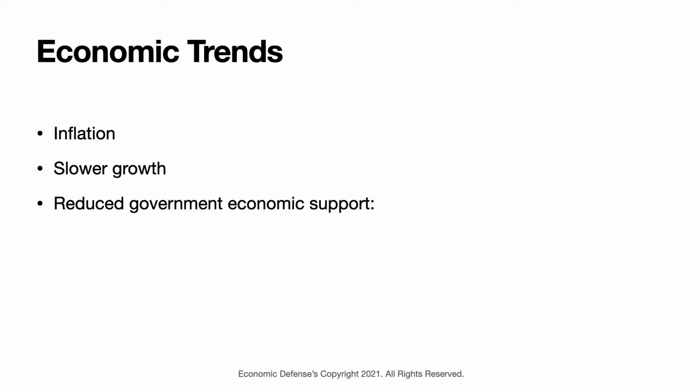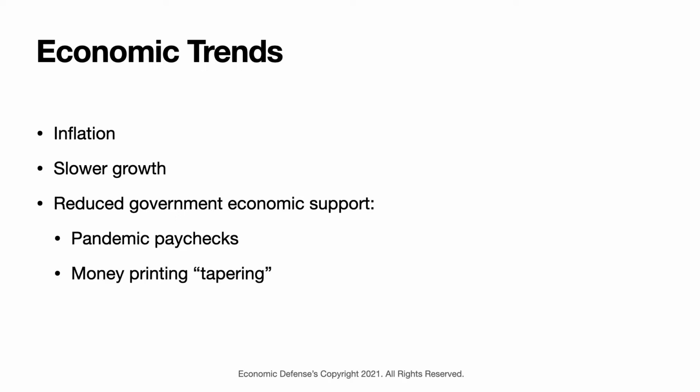And so the point that we're starting from is that we have high inflation and slower growth. In addition to that, we have reduced government economic support in the form of pandemic paychecks, and we also have tapering of money printing. So the central banks are reducing the amount that they're printing in order to support the economies.